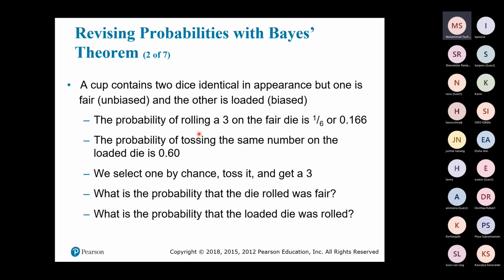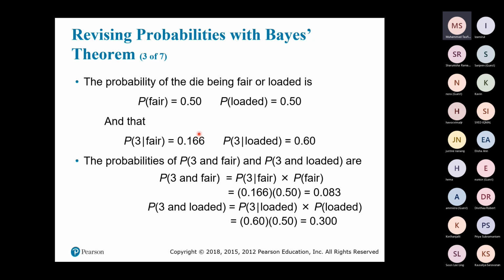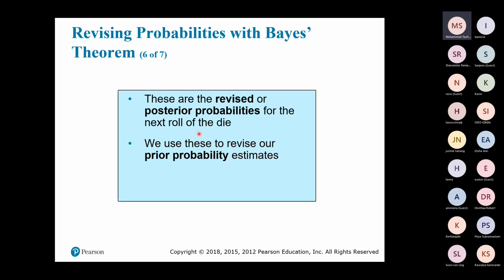And then we calculate and then we get the posterior probability for the next row. The next probability for the next row. So we use this to revise our prior probability estimate. Ini adalah cara untuk kita kira kemungkinan yang akan datang.